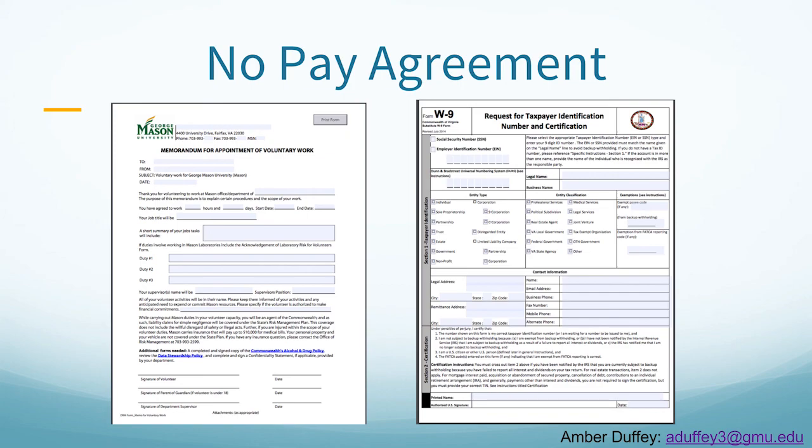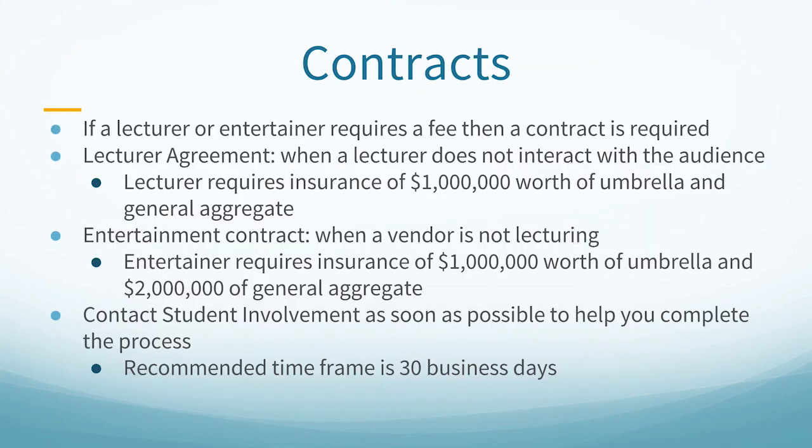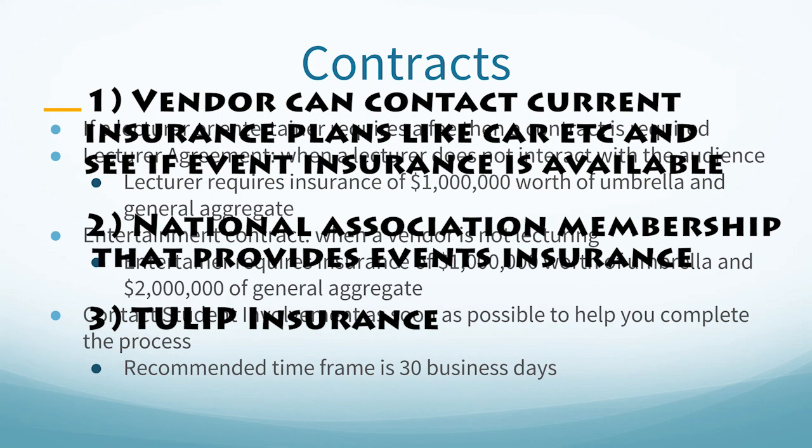Remember that as a student, it is not your responsibility to help the vendor obtain this insurance. There are a variety of ways that vendors can obtain the insurance they need. First, the vendor can work with their current providers of health insurance, car insurance, or other insurance to see if they also provide event insurance. This tends to be the easiest and most cost-effective option.